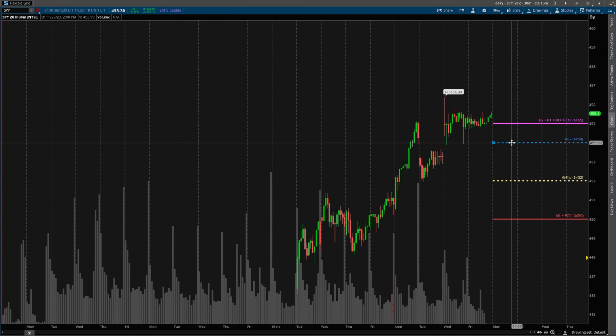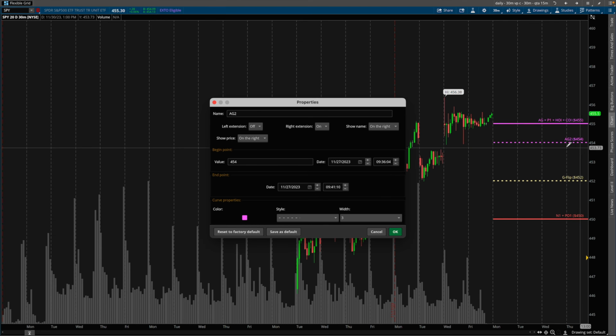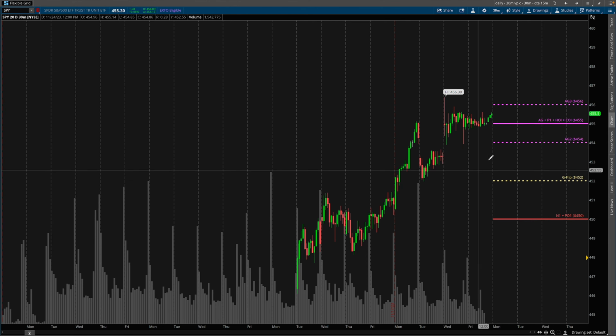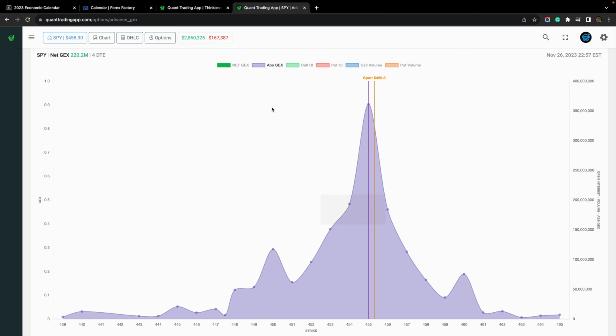So let's duplicate that. And then let's just go to edit properties, edit one of them. This is going to be AG3. And we're going to make this 456, press OK. So boom. So now I'm aware that around these strike prices, there's likely to be a ton of liquidity for the SPY. That's all the absolute gamma is pretty much telling us for now.